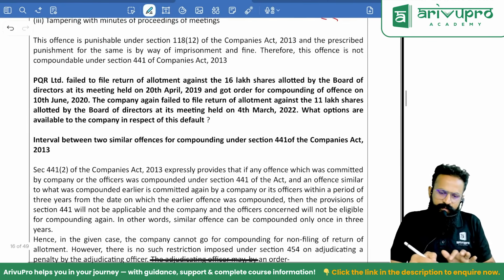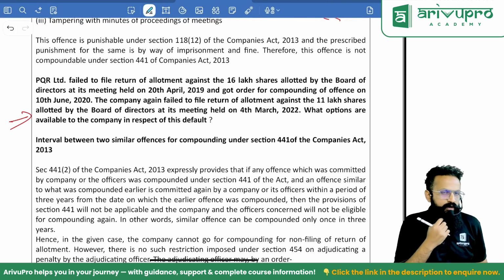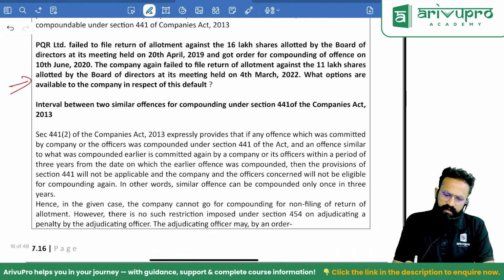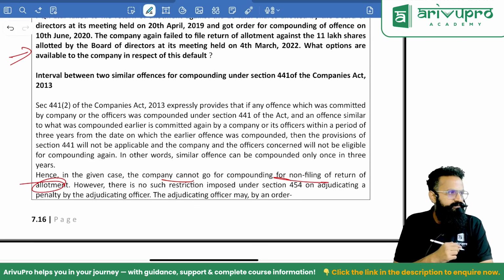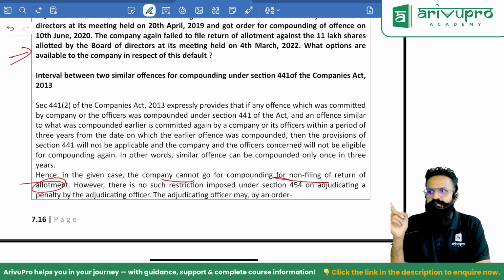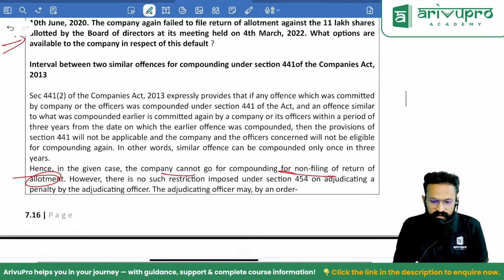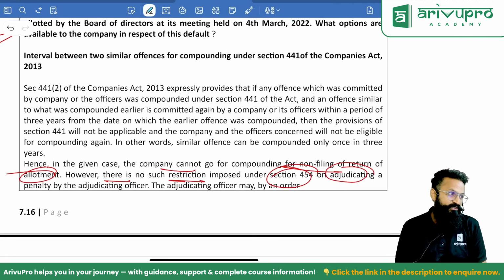This is nothing but, people, that question of the 3 years. Can we take up compounding of an offence within 3 years? Answer is no. Company cannot go for compounding for non-filing of return of allotment. Clear? Now they have asked, what if compounding is not there? What can I do? However, there is no such restriction imposed under section 454 on adjudication. They can go for adjudication.